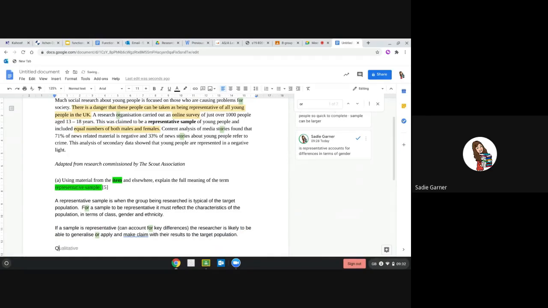Quantitative methods like questionnaires and cross-sectional surveys, longitudinal surveys, not quantitative. Quantitative methods like questionnaires and cross-sectional surveys are more likely to be representative.